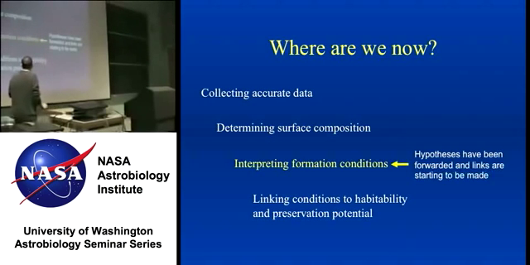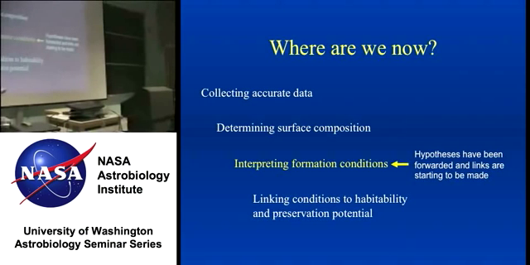Getting a little bit more specific, let's take these surface compositions and try to interpret what conditions were present on Mars at the time. And that's actually more difficult, of course. Hypotheses have been forwarded, and links are starting to be made, but I would argue that our understanding is getting more and more vague.